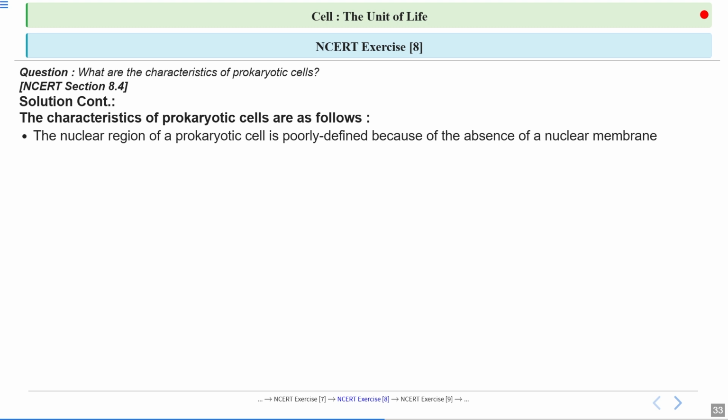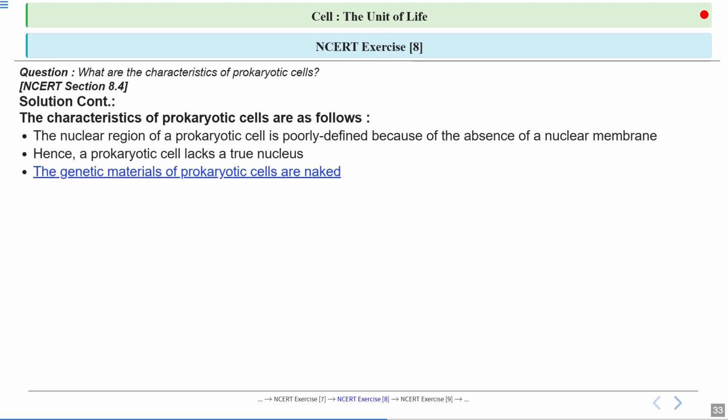They lack a true nucleus, meaning the nucleus is not surrounded by any nuclear membrane or nuclear envelope. So genetic material in prokaryotes is naked. It is lying in the cytoplasm. They have a single circular chromosome. Eukaryotes have linear chromosomes, but prokaryotes have only a single circular chromosome.